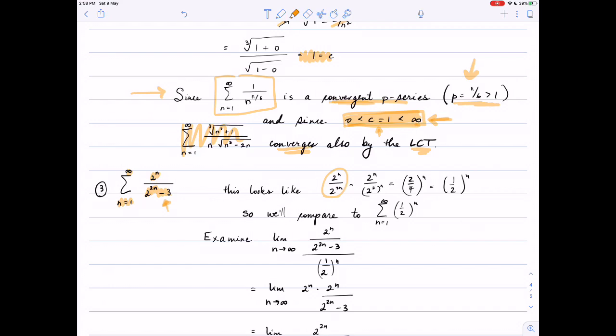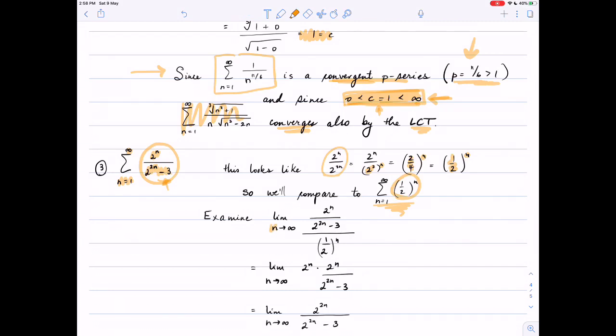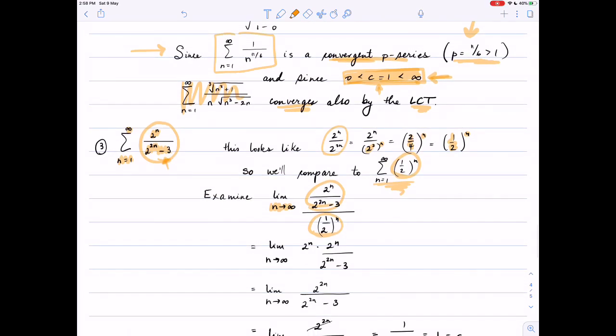If we do a little laws of exponents here, we get 2 to the 2n in that denominator, which is 4 to the n, so the term is about 2 to the n over 4 to the n, which is 1/2 to the n. So we will compare to a geometric series this time. So we are going to do, again, the limit of this term over this term. And so the limit as n goes to infinity of the nth term of one series over the nth term of the other.